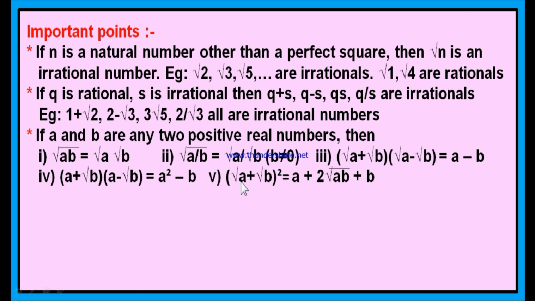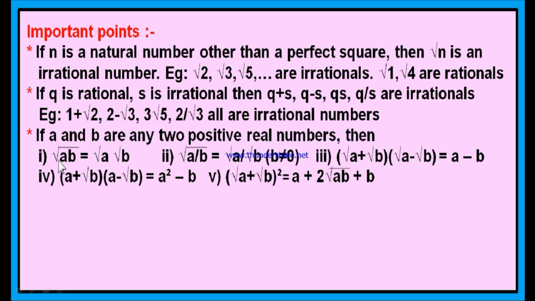Here a means root a. A square means root a whole square is a. Plus 2ab: 2 into root a into root b is 2 root ab. Plus b square means root b whole square is b. All these are the 5 properties that we have to learn in order to solve the problems from this chapter. Here I shall repeat, if a and b are any two positive real numbers, then root over ab is equal to root a into root b.